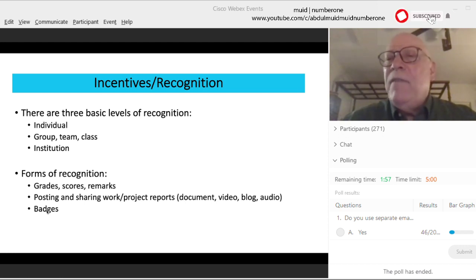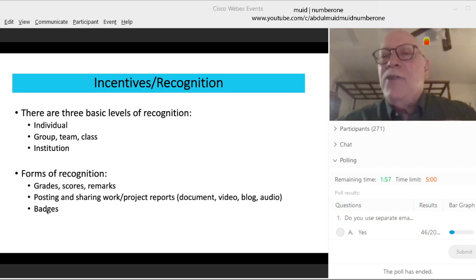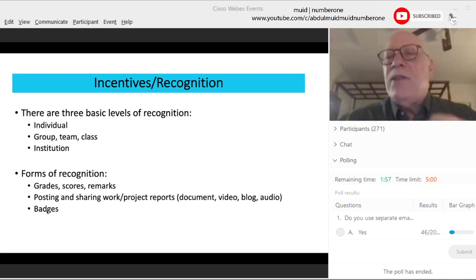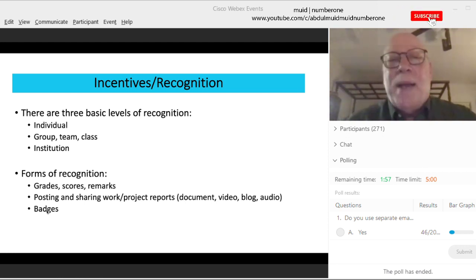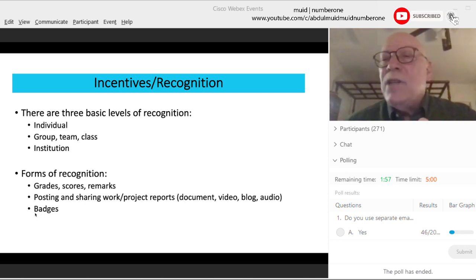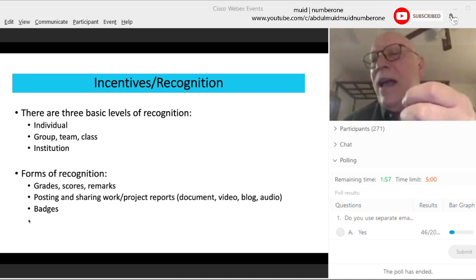Badges. I don't know if any of you were ever a Boy Scout or a Girl Scout or an Indian Guide, or even military have badges. Badges that they wear on their chests or on a sash, or a trophy is a sort of a badge. There are different kinds of badges. A badge is one way of recognition. People show how many badges they have.